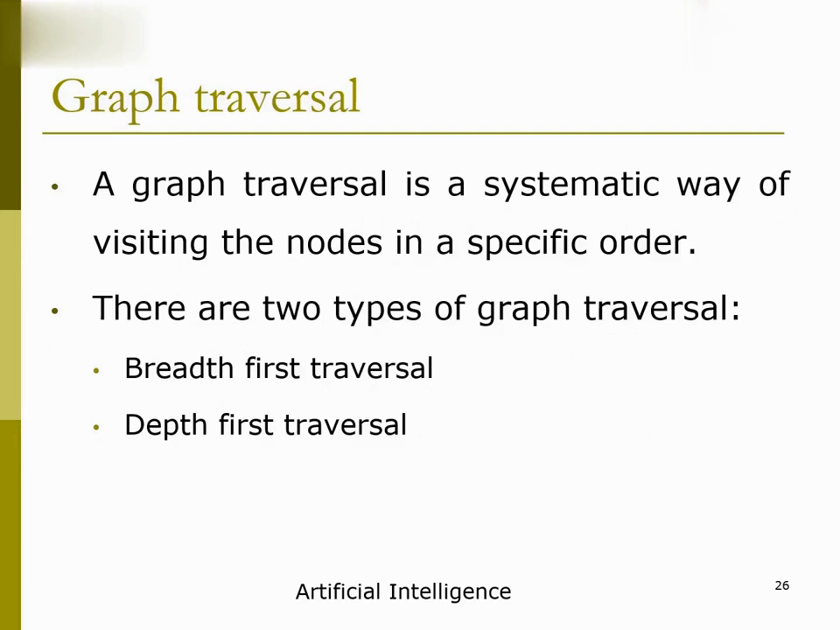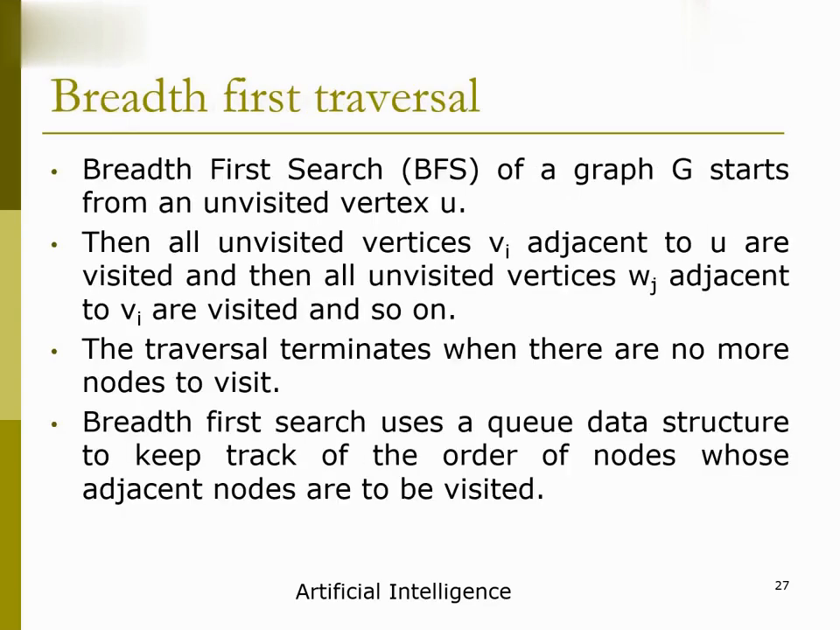Graph traversal. It is a way in which you can visit all the nodes in some specific order. There are two types of graph traversal. One is breadth first traversal. The next one is depth first traversal. In breadth first traversal, you start from an unvisited vertex, U. Now from U, we have to visit all the unvisited vertices adjacent to it, then all the unvisited vertices adjacent to those, and it goes on. When will the traversal terminate? When there are no more nodes to visit, it will terminate.